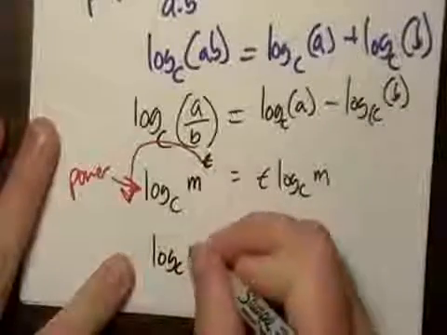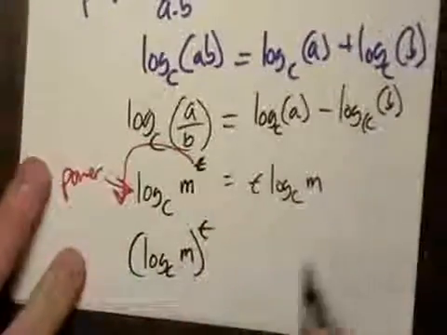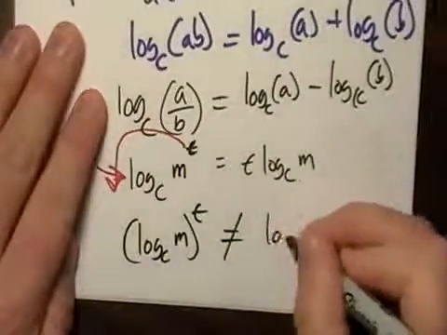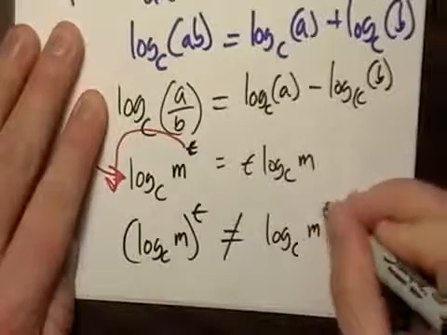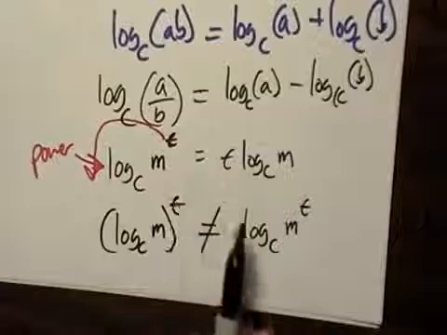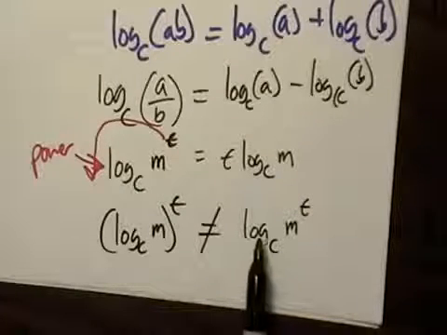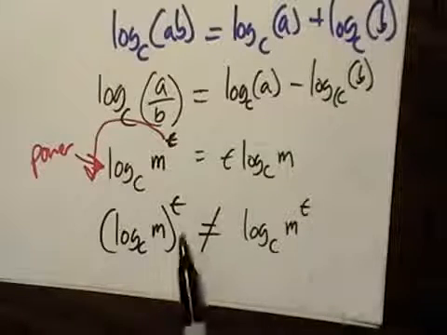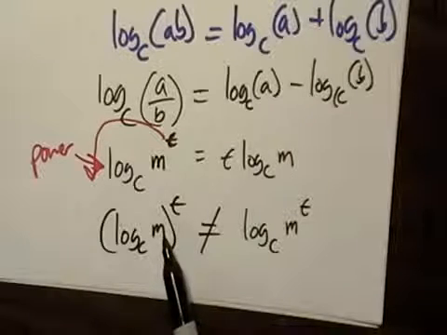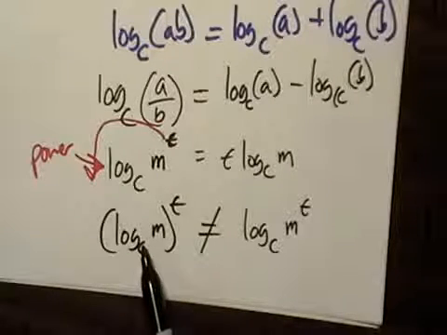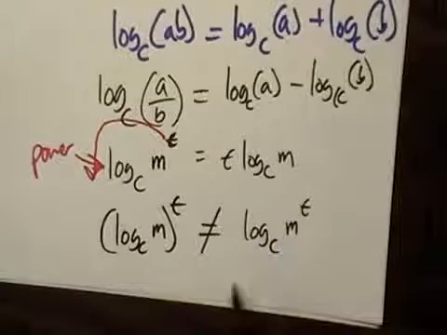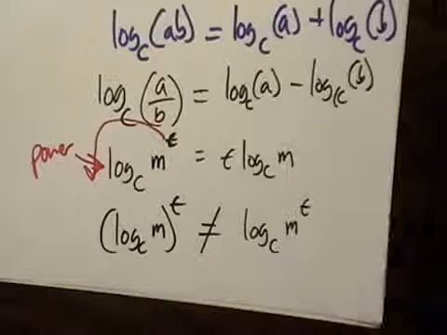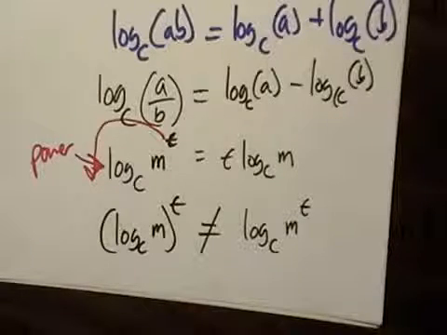Don't get confused. If you run into this, this is not equal to that, okay? See, basically, this is the log of m raised to the t, okay? This over here is something different, completely different. This is c to the what power equals m raised to the t. That's a totally different thing right there.